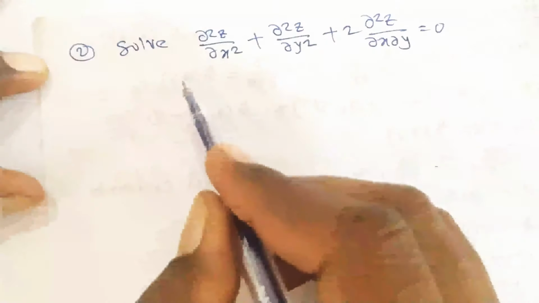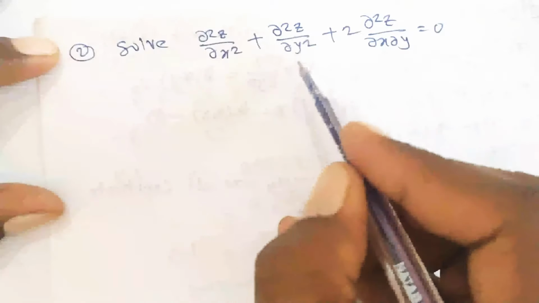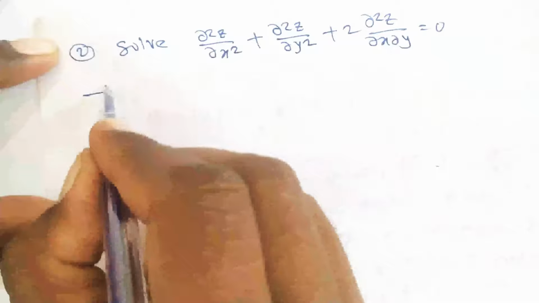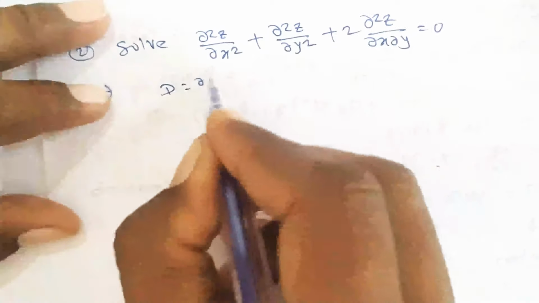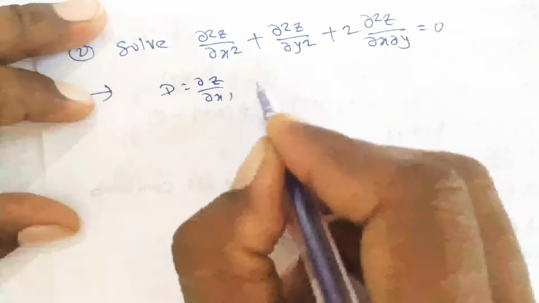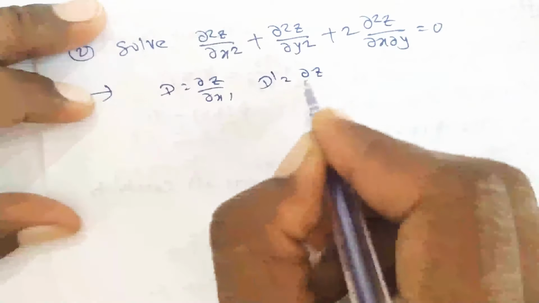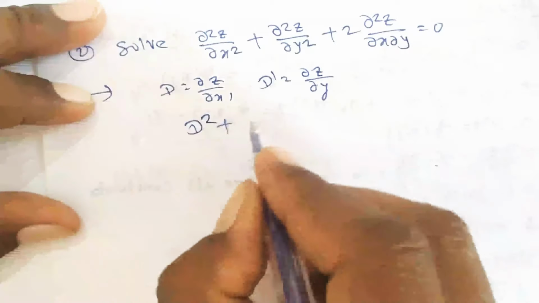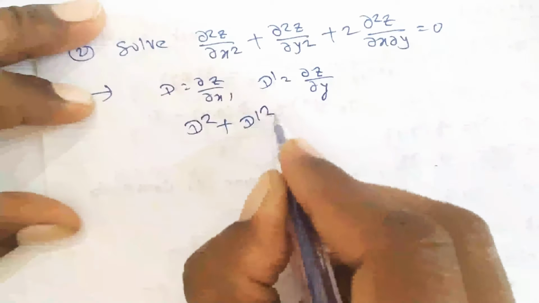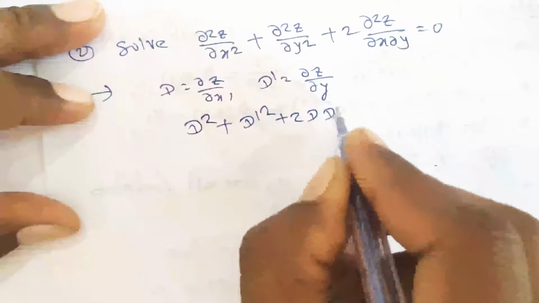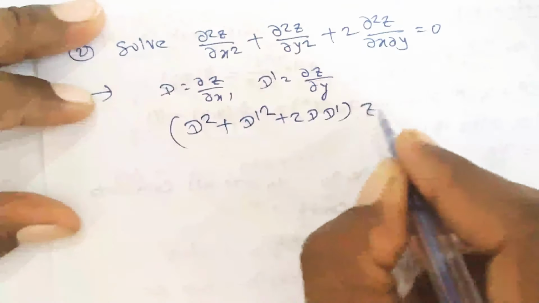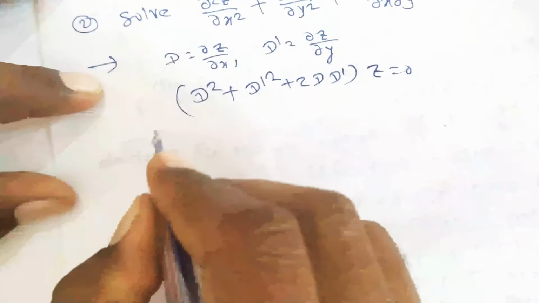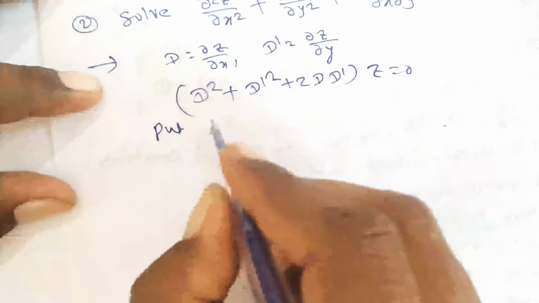So the next problem is to solve ∂²z/∂x² + ∂²z/∂y² + 2 ∂²z/∂x∂y = 0. Using again capital D = ∂/∂x and D dash = ∂/∂y, how do we write this differential equation? This can be written as (D² + D'² + 2D') z = 0. Again the right hand side is 0, so only the complementary function is the solution of this partial differential equation.